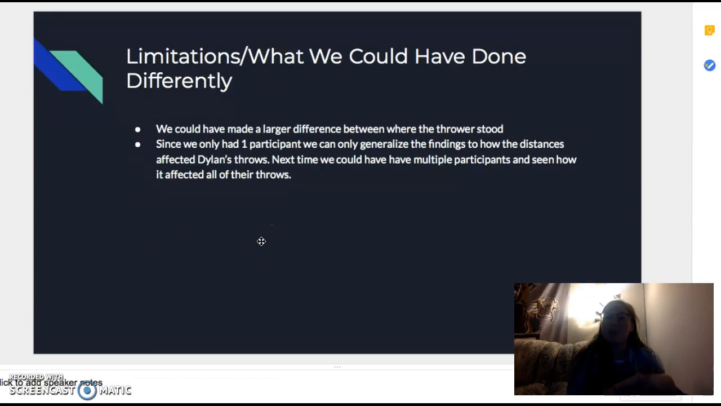For limitations and what we could have done differently, we thought maybe next time if there was a larger distance between each place the thrower stood, we might see a bigger difference between the points scored. And because we only used 1 thrower, we can only generalize our findings to Dylan's throwing and not to the general population. So next time we could have multiple participants and see how it affected everybody's throws, just to see if there was a larger trend you could trace among multiple people.